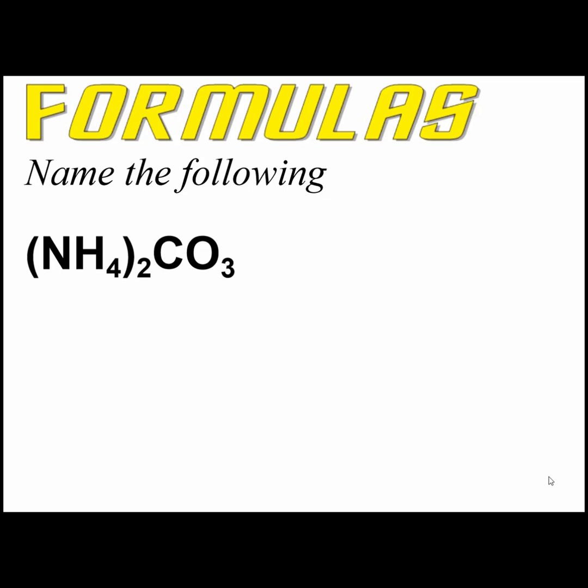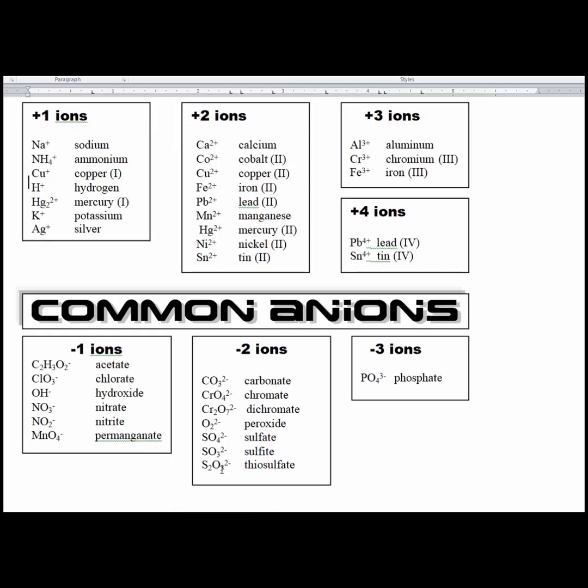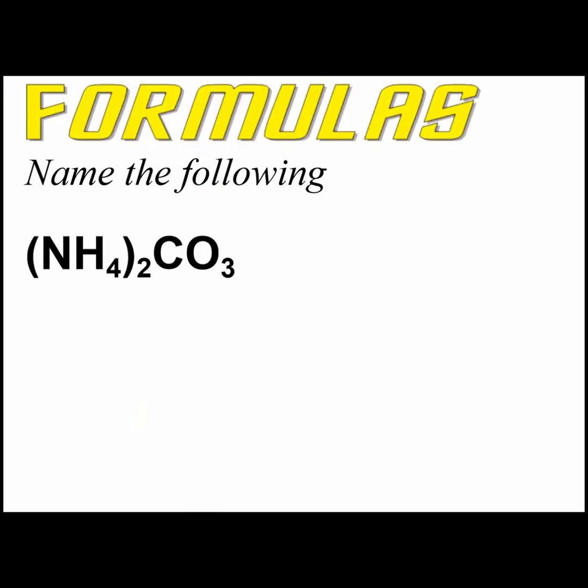So next, naming the formula (NH4)2CO3. Well, there is no element NH4 on the periodic table. That's an indication that probably we're dealing with an ionic compound. And yes, ammonium is in the +1 column, NH4+, and carbonate is in the -2 column. So we know that this compound then would have to be ammonium carbonate.